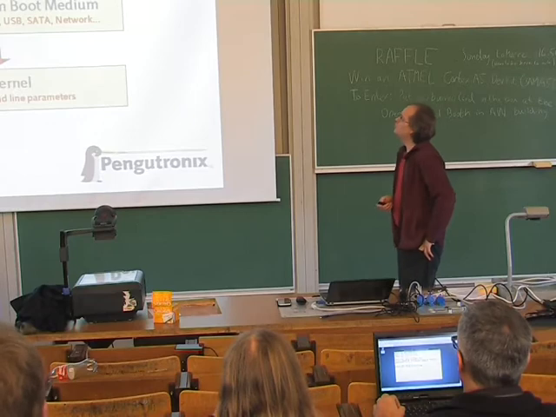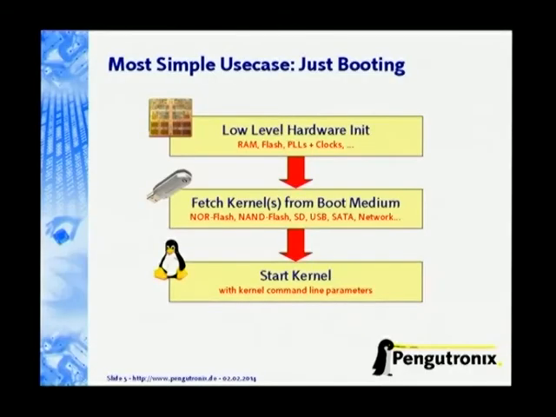So what you basically do with the bootloader is that the first thing we're doing is you load our hardware initialization. The CPU comes out of the reset, and you need to initialize some things like the memory, the flash, the PLLs, the clocks, and all these things. And after doing that, the second thing is that you need to fetch the kernel from somewhere. And this is where you need to find out about the boot medium, which can be any of these here, depending on your use case and on your actual hardware.